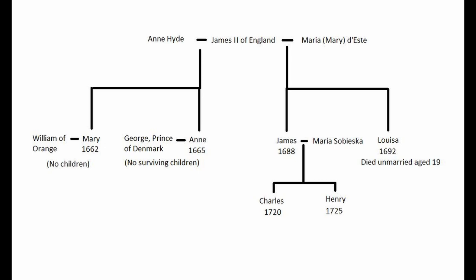So Mary became queen. She is married to William of Orange, who became king after her. They had no children. That line is wiped out. Next, we've got Anne, who married George, the Prince of Denmark. No surviving children. That line is wiped out. So over to Louisa. She is a legitimate heir, although, of course, she is Catholic as well.